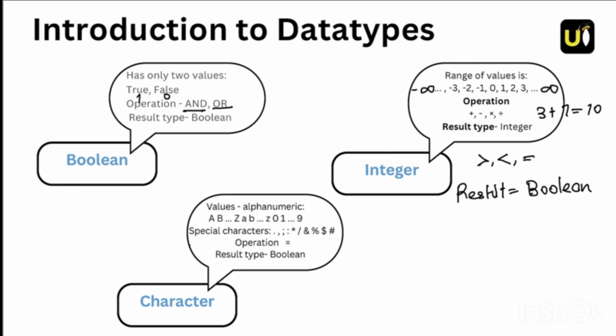And for character, it can be alphanumeric. It can contain any character from A, B, C, D, or 0, 1, 2, 3. Now you say 0, 1, 2, 3 is an integer, so how does it come into character? For integer, the difference is you can perform mathematical operations on integers, but for a character, you cannot do that.